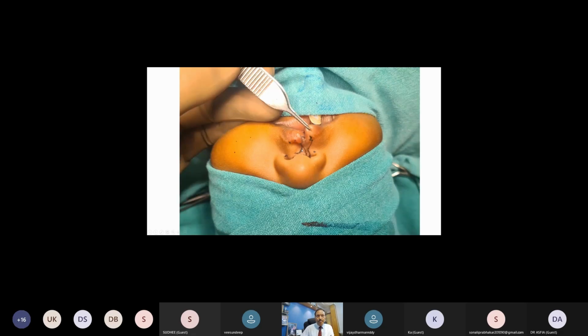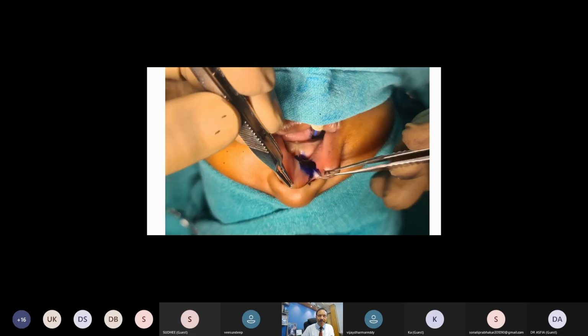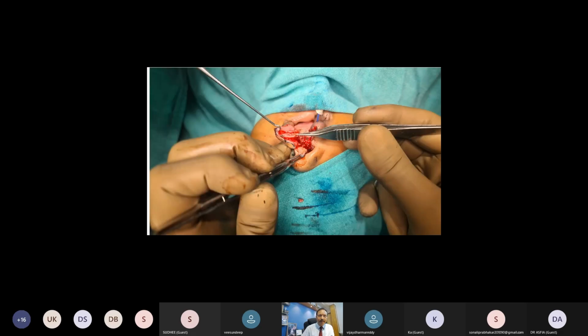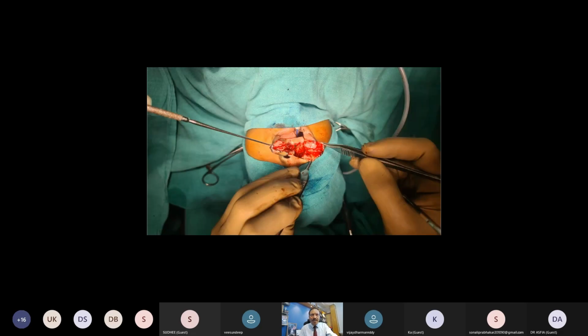the lateral side. So the vermilion border is cut perpendicularly. A wider triangular flap has been planned, and this goes inside. So this is the planning. This has been dissected. This is the muscle on the medial side. You can see the muscle has been dissected from the skin as well as from mucosa. This is the muscle on the lateral side.